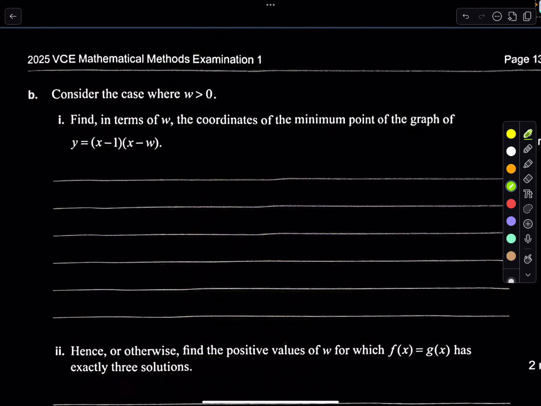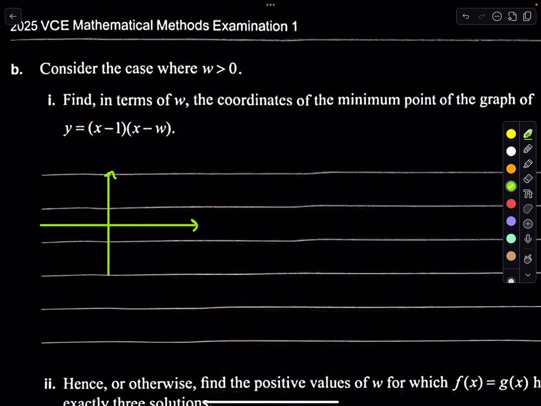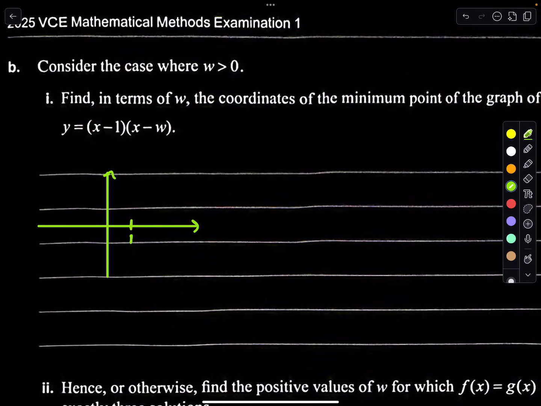It's just a normal parabola, so let's just draw a normal parabola like this, where it has an x-intercept at 1 and an x-intercept at w. Now, because we know w is a positive number, it's somewhere around here, in the positives. It could be here, or it could be over inside here. It doesn't matter, actually. Let's just put w over here.